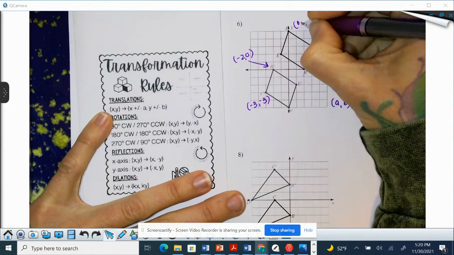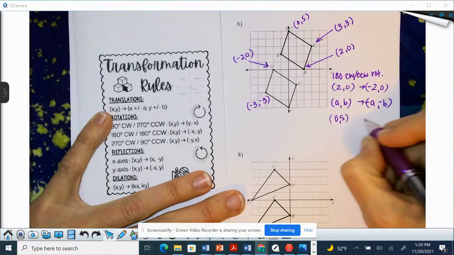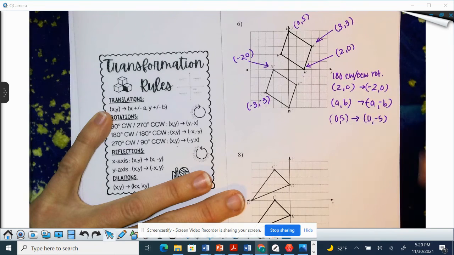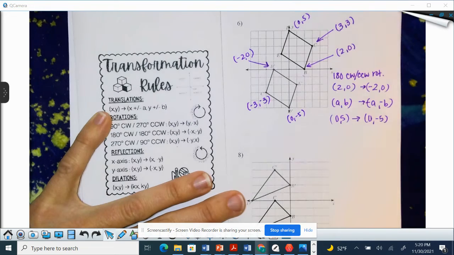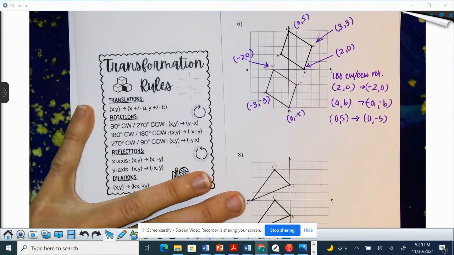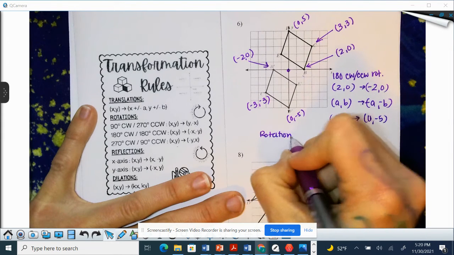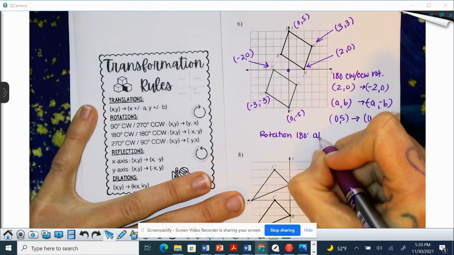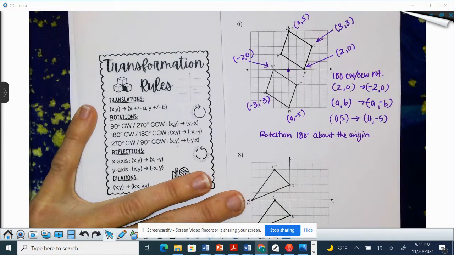0, 5. And so if it was 0, 5, it ideally would be 0, negative 5 to continue that pattern of a rotation at 180. So 0, negative 5 does prove a rotation of 180 degrees about the origin. So it would be rotation 180 degrees about the origin. For that one, that would be the correct answer.